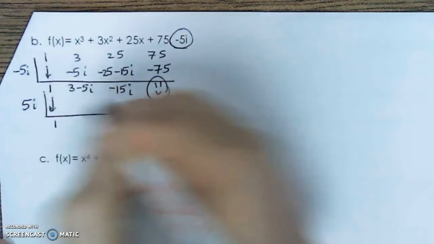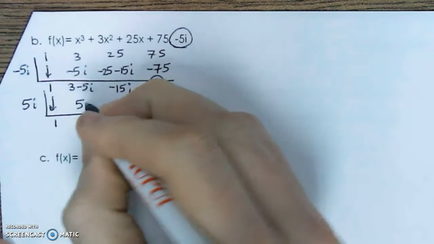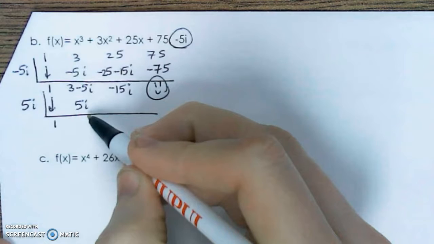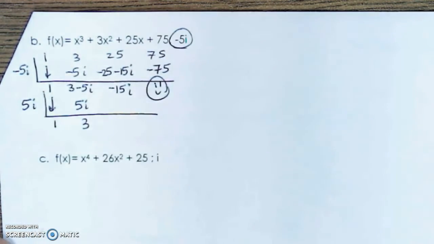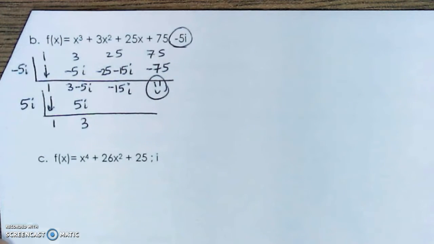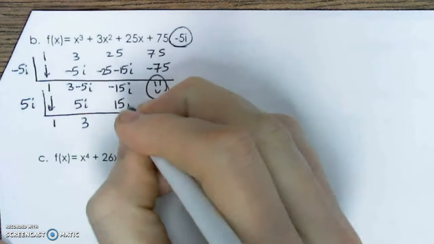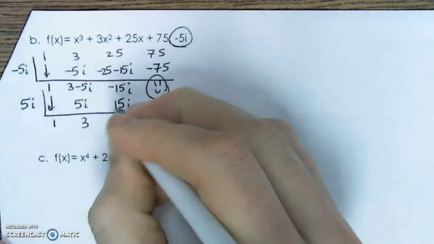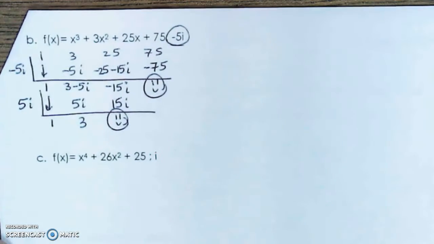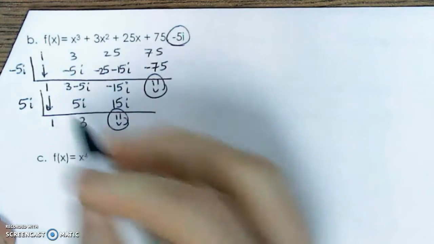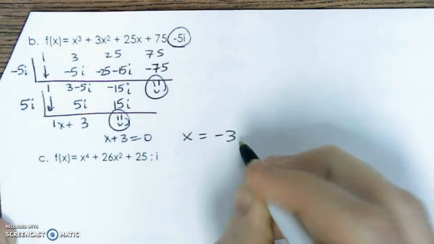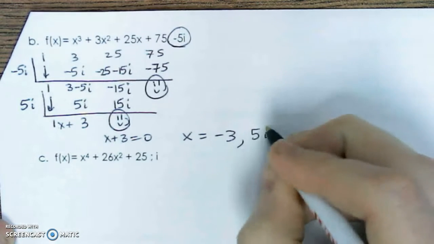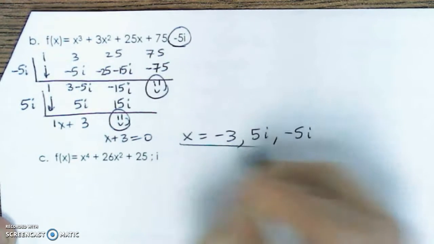So we bring down the 1, multiply by 5i, and then when you add the column, the 5i's cancel and you get 3. Then you have 3 times 5i, which is going to be positive 15i. And then when you add them, you get remainder 0. And so now we're left with x plus 3. We set that equal to 0, and we're going to get negative 3 as our real answer, and then we've got 5i and negative 5i as our two imaginary answers.